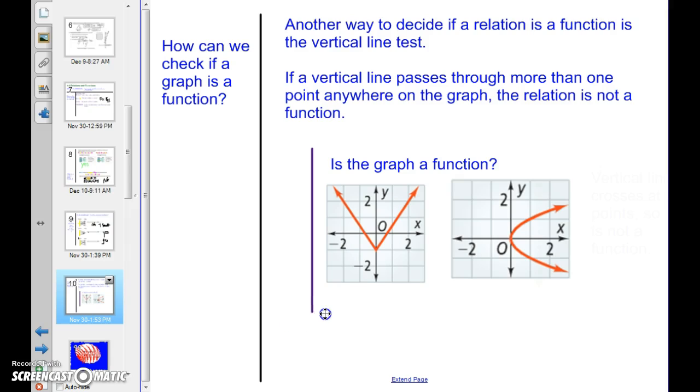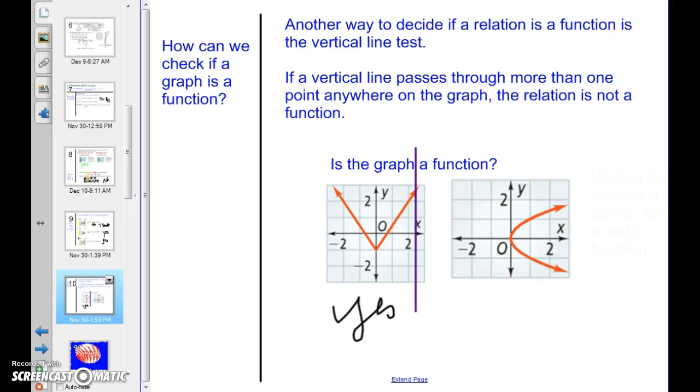Here's my pencil, my vertical line, and I go, oh, does it hit anywhere more than once? Nope, just 1 point, and then it goes back up. So it's not linear, but it is indeed a function. Okay, so then what about the next one?